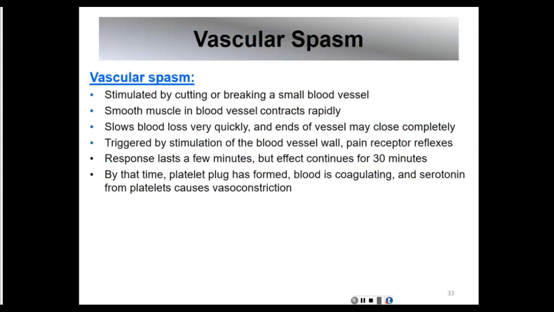The vascular spasm is stimulated by cutting or breaking the small blood vessel. It will cause the smooth muscle to contract rapidly. The smooth muscle contraction slows blood loss very quickly, and the ends of the vessel may close completely. It's triggered by stimulation of the blood vessel wall and pain receptor reflexes, and the response lasts a few minutes, but effects can last for 30 minutes. By that time, a platelet plug is formed, blood is coagulating, and serotonin from platelets causes vasoconstriction.